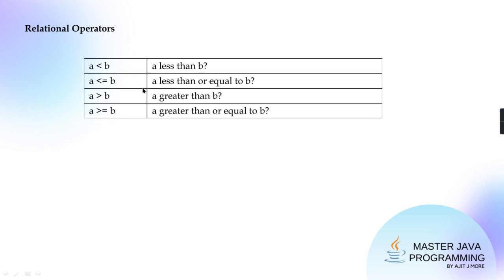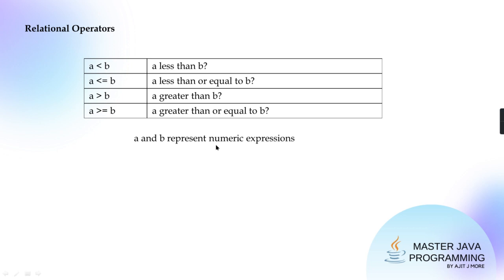Let's quickly move on. See here. So in the relational operators, these 4 come. A less than B, A less than equal to B, A greater than B, and A greater than equal to B. Right? So will it return true if A is less than B? Yes. Here it will return true if A is less than equal to B, otherwise false. If A is greater than B, true, otherwise false. And if A is greater than or equal to B, true, otherwise false.